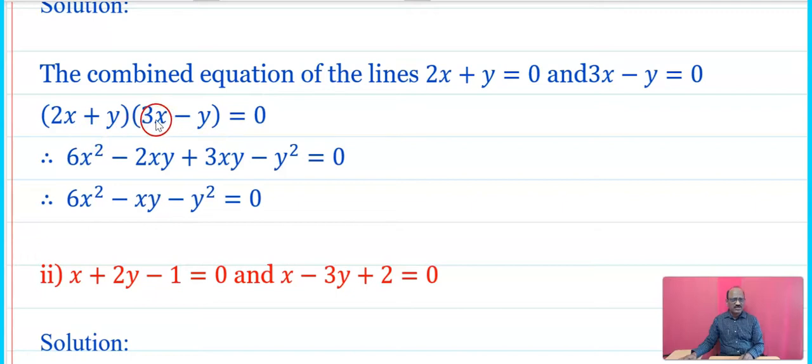2x into 3x is 6x². 2x into -y is -2xy. y into 3x is +3xy, and y into -y is -y². If you simplify this, you will get 6x² + xy - y². Therefore the combined equation is 6x² + xy - y² = 0.